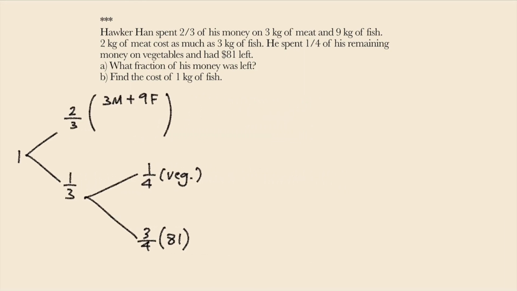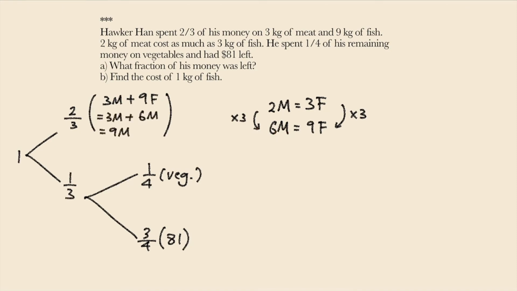What do we do with this info? Look at this: 2M is equal to 3F. Well, we can do something about that. 2M equals 3F. If I times 3 on both sides, I'll get 6M equals 9F. Now, why would I do that? Because I don't have to write 9F anymore, do I? I can just work with one unknown, which is 9F equal to 6M. We can say, therefore, that 3M plus 6M is equal to 9M. So we can say that 2/3 represents 9M.